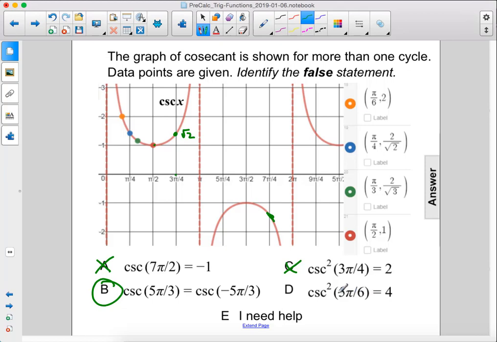And here we have the cosecant squared of 5 pi over 6 equals 4. 5 pi over 6 is going to be around here somewhere, and it will be right there at 2. The cosecant of 5 pi over 6 is 2. So squared, it will be 4. The answer to this problem is B.